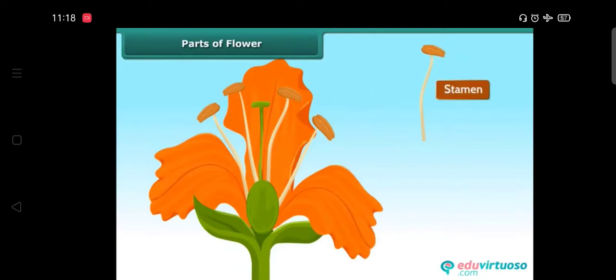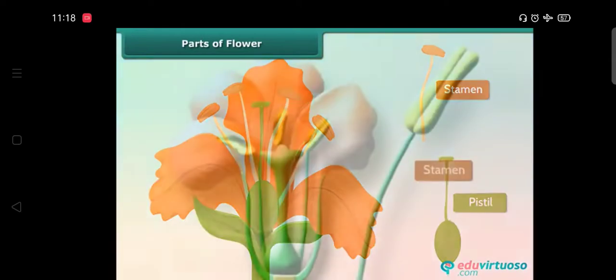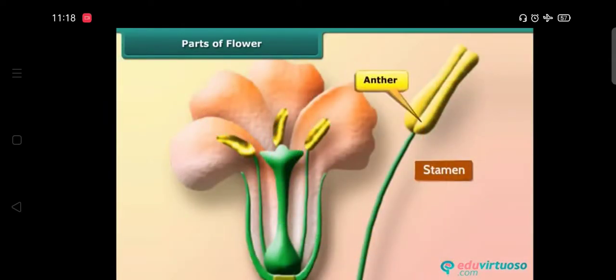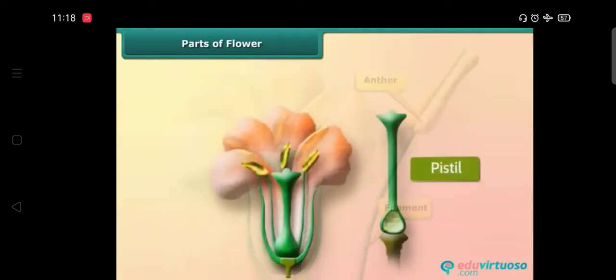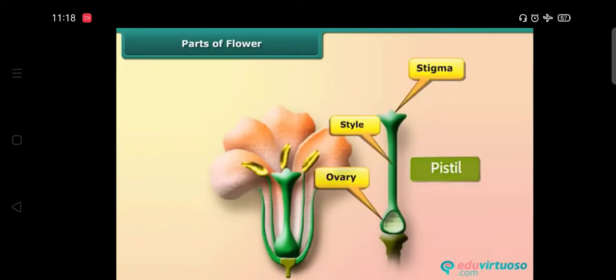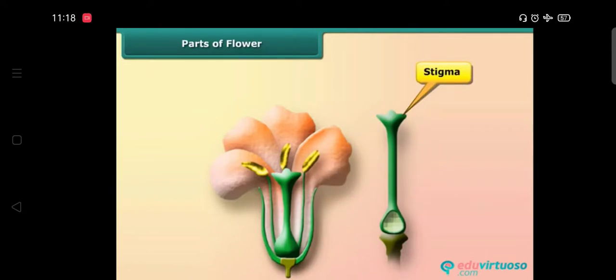Stamen is the male part of a flower and pistil is the female part of the flower. The stamen has two parts, anther and filament. The anther is generally yellow in color and carries the pollen. It is held up by a thread-like part called a filament. The pistil has three parts, stigma, style, and ovary. The stigma is the sticky surface on the top of the pistil. It traps and holds the pollen. The style is the tube-like structure that holds up the stigma, and the ovary contains the ovules.